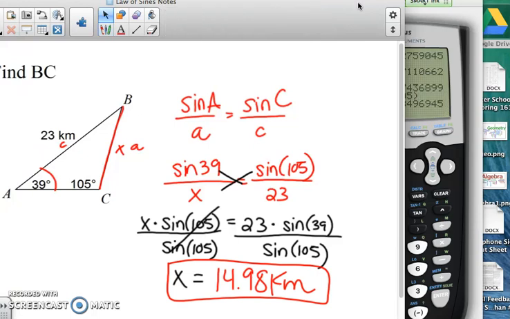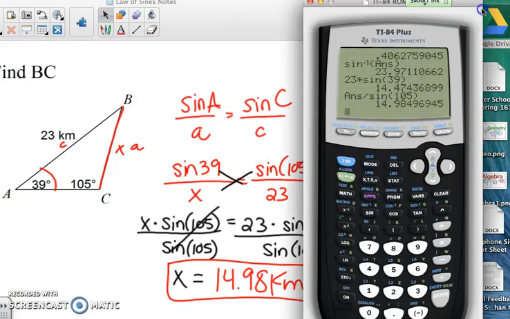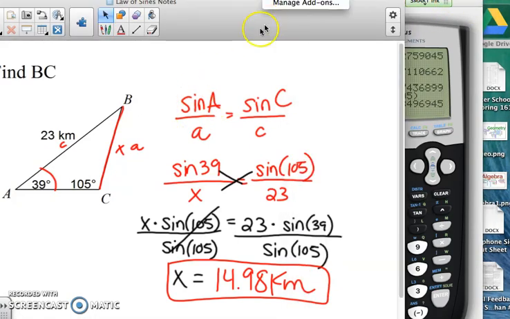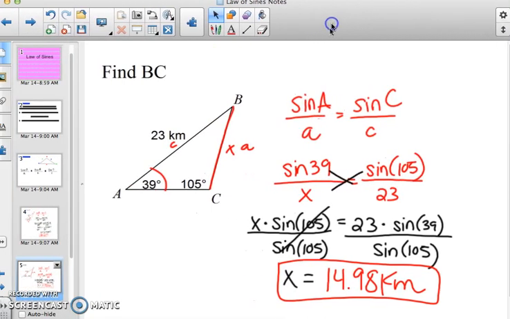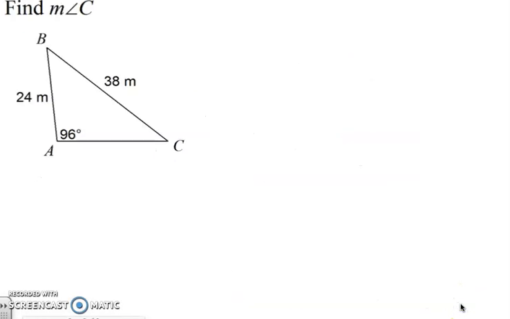Okay, so finding a side is a little less work because you do not have to do the inverse of sine or anything. So that is law of sines. Remember, you need an angle and the side opposite and an angle and the side opposite to do law of sines. So why don't you try this last one on your own? Press pause and then we will go over the answer.